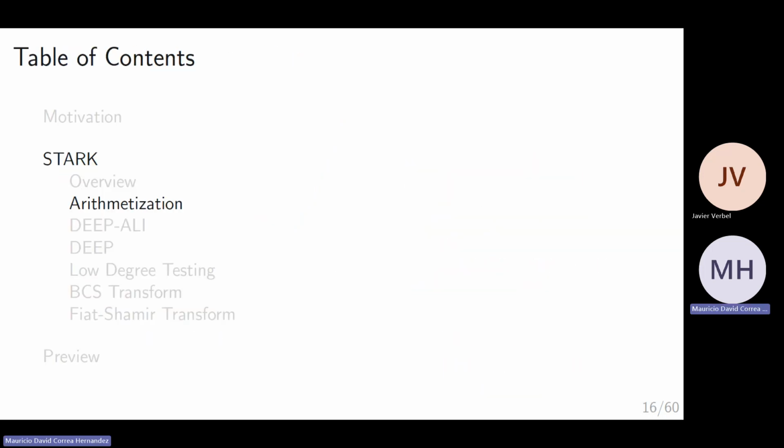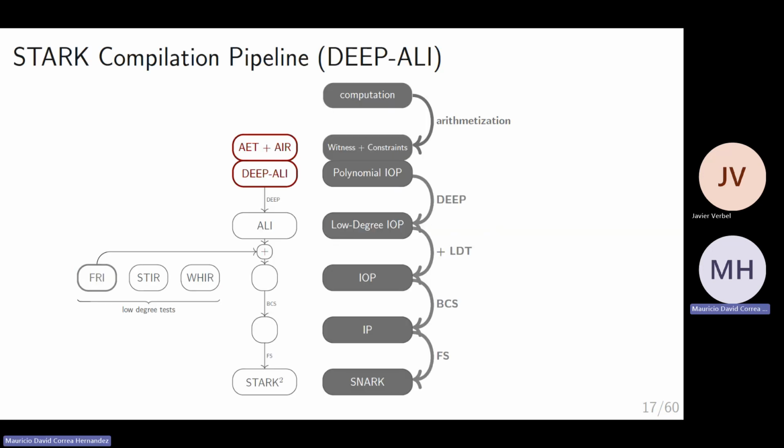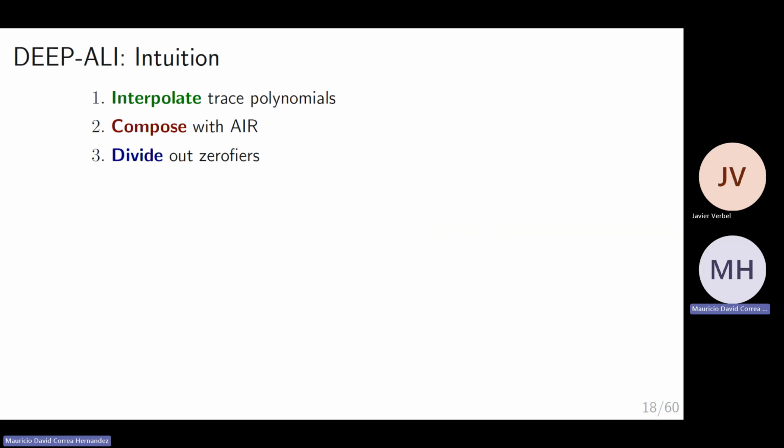That was the arithmetization. The DEEP-ALI, which comes up next, explains where you get the univariate polynomials from. Because it is, after all, a univariate polynomial IOP, which means that the prover gets to send the polynomials to the verifier, and the verifier gets to read the values of those polynomials in arbitrary points in the finite field. Okay. And here's the intuition of the DEEP-ALI protocol.